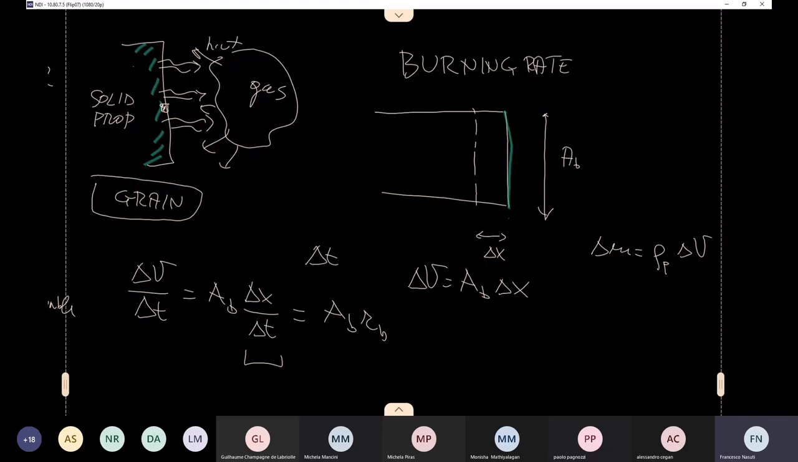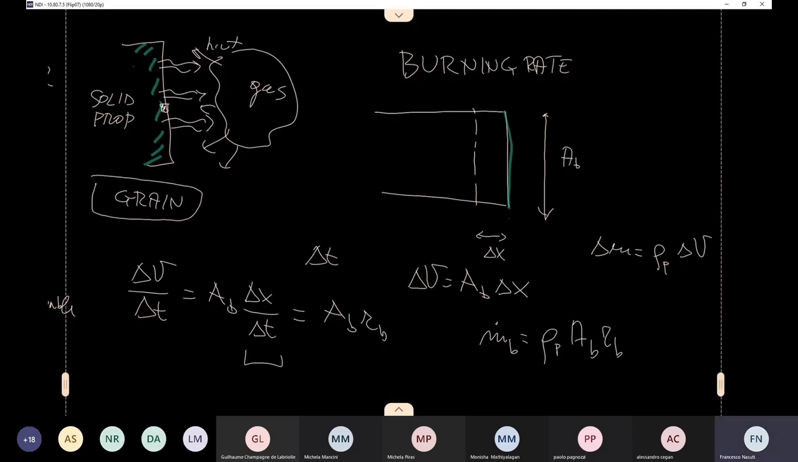And so the mass of gas will be, of course, the same as the mass of solid consumed. And so we can identify our burned mass flow rate, dot mb, that will be the density of the propellant times the change of volume per unit time. And this is the mass produced per unit time by a given area of propellant.